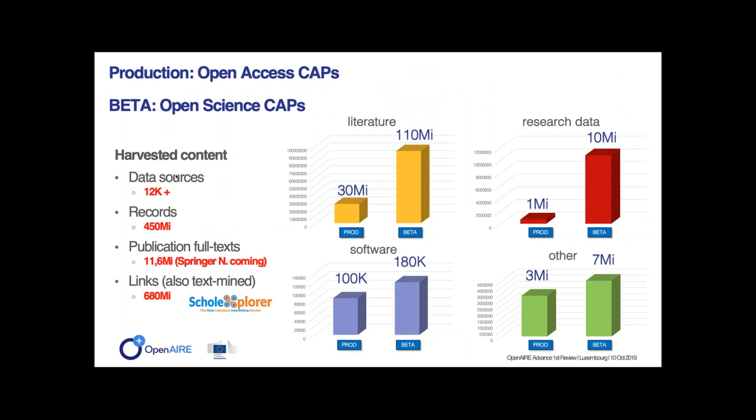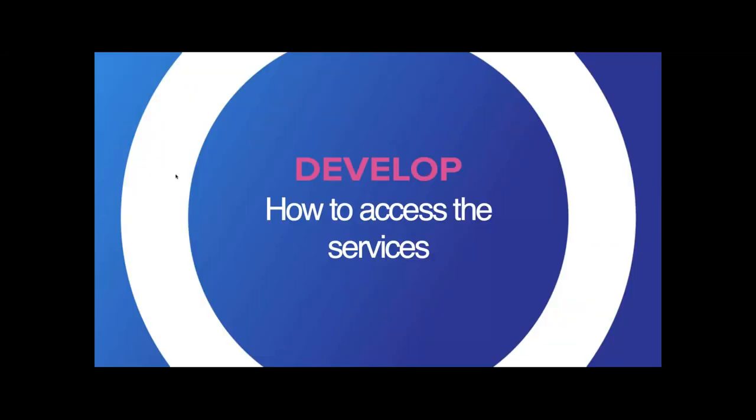So if today you go to explore.openaire.eu, you will find the current production system, which includes only the open access subset of the graph that I mentioned. If instead you go to beta.explore.openaire.eu, you will find the full graph, which will be open soon for open consultation. These are the numbers inside. Any feedback would be welcome.